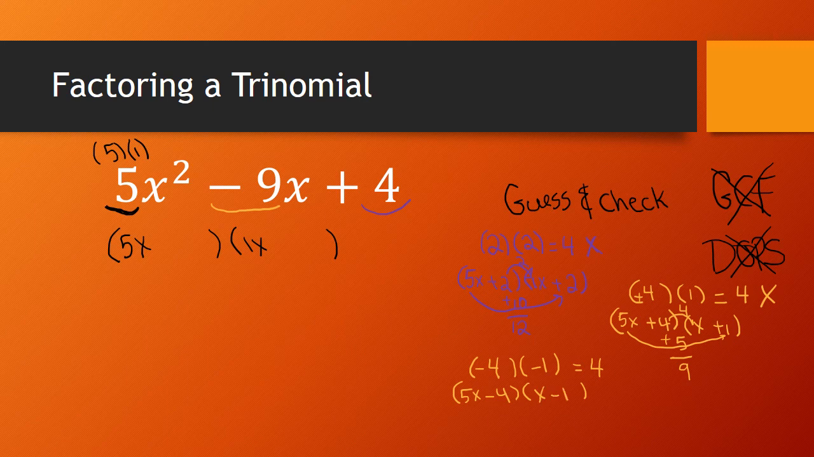So now when I multiply negative 4 times 1, I get negative 4. And when I multiply 5 times negative 1, I get negative 5. So now when I add negative 4 to negative 5, I get negative 9, which is exactly what I need. So the two factors that will work are negative 4 and negative 1. So now back in the factors, I can put 5x minus 4 and x minus 1.